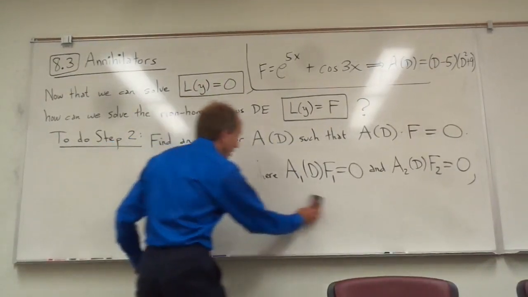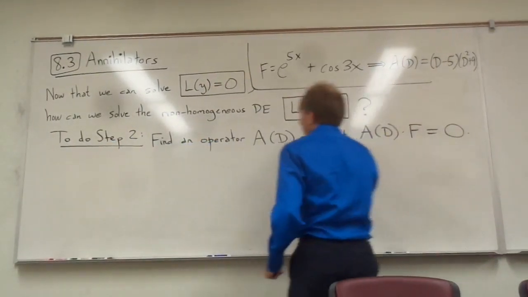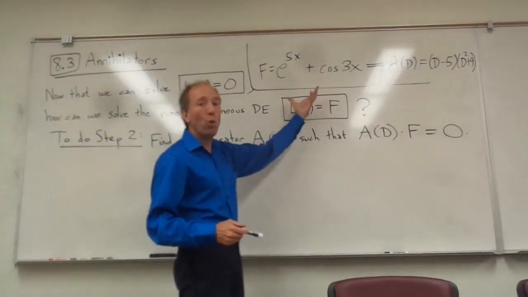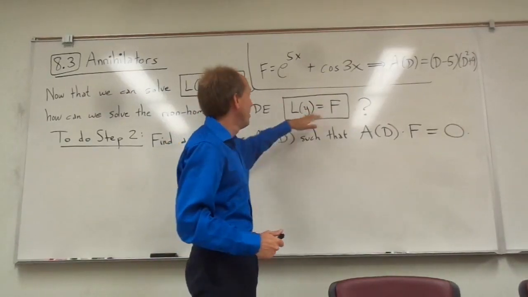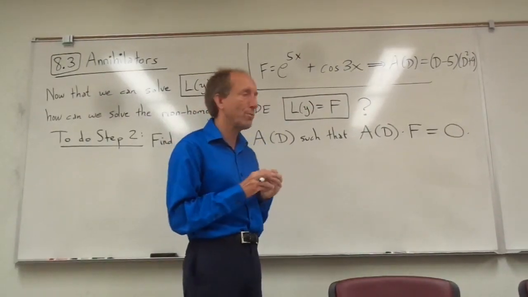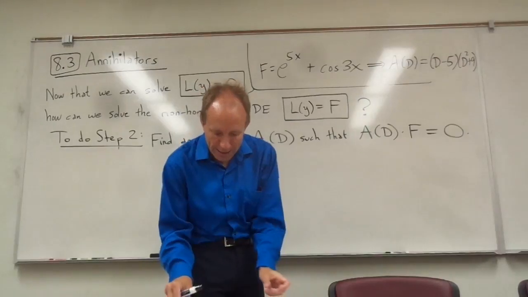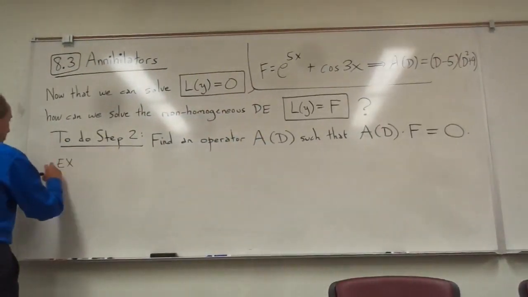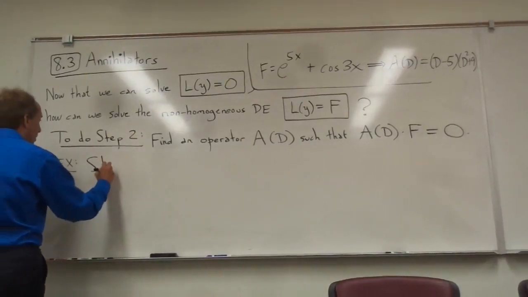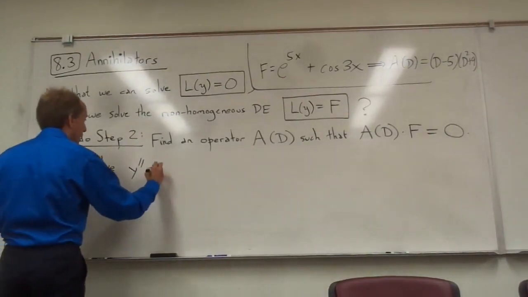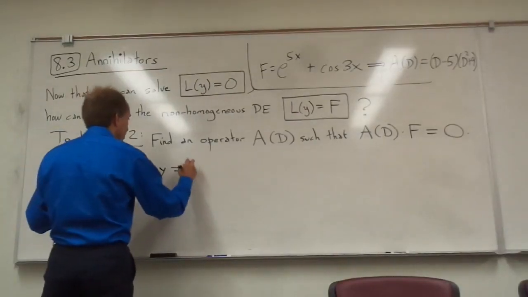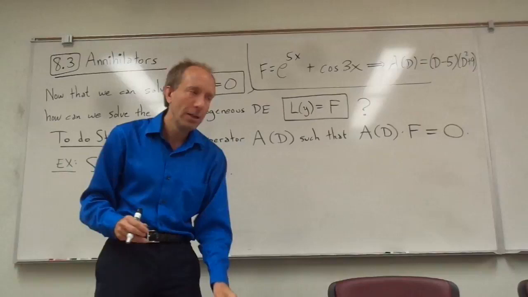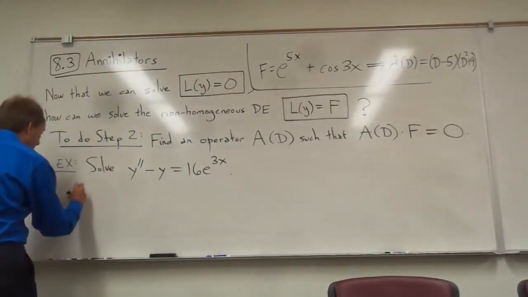Now, how do you then go from that to actually doing step 2? How do you actually now find one particular solution to this non-homogeneous differential equation? I think the easiest way to show you is to just do an example. Let's try to solve the following problem. y double prime minus y equals 16e to the 3x. Let's go through the 3 steps.